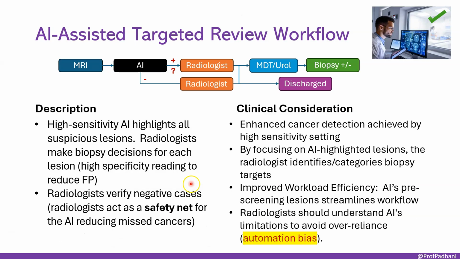A third workflow is AI-assisted targeted review. Here, a high-sensitivity AI acts as a pre-reader, highlighting all potentially suspicious lesions. The radiologist primarily focuses their review on these AI-highlighted areas, making biopsy decisions for each. The radiologist also verifies the AI's negative cases, acting as a safety net to catch any AI misses.